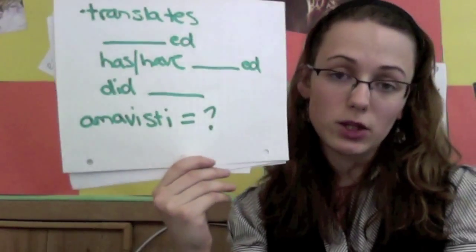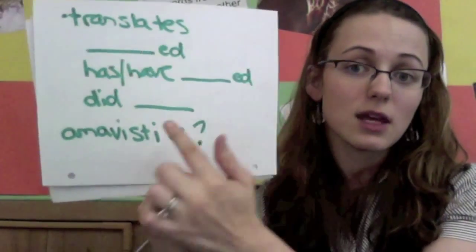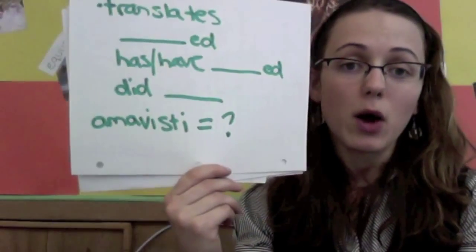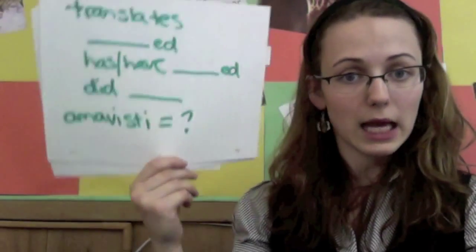So I want you to take a minute in your notes and write down this example. Well, after you write down the three ways it translates, write down this example, amavisti. And I want you to write how you think it should translate, and we will be right back.